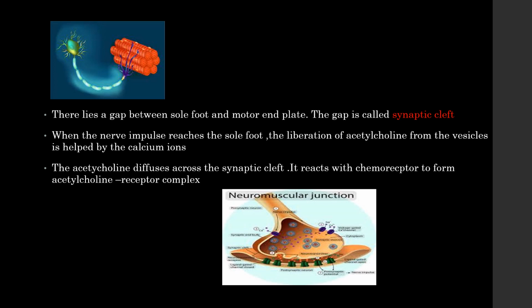This binding of acetylcholine and receptor forms the acetylcholine chemoreceptor complex. Once this complex is formed, it induces depolarization in the membrane of muscles. So this leads to impulse transmission. This is how the impulse transmission takes place in the neuromuscular junction. So these are all four different ways through which conduction of impulse takes place.